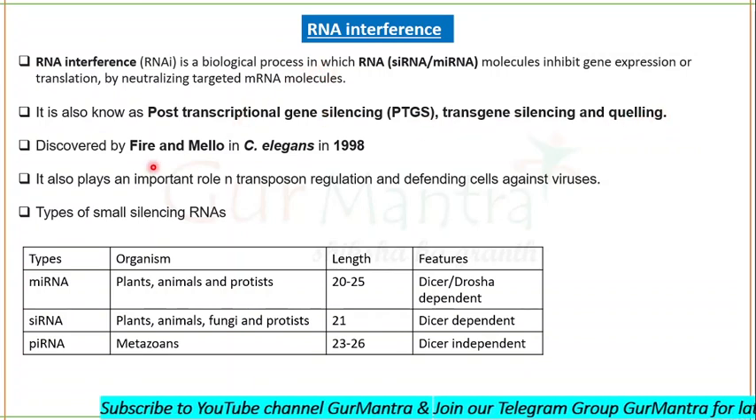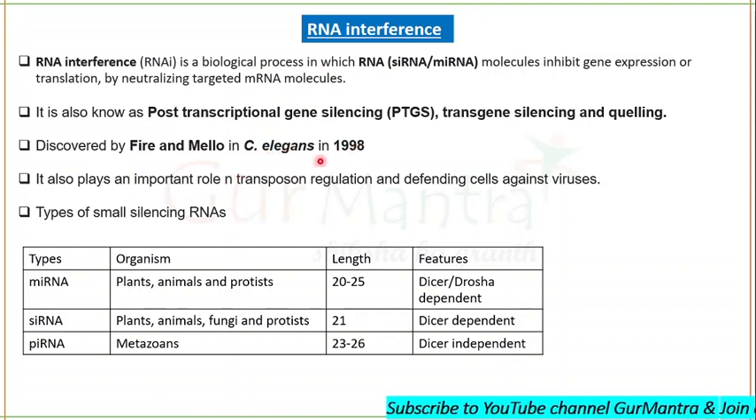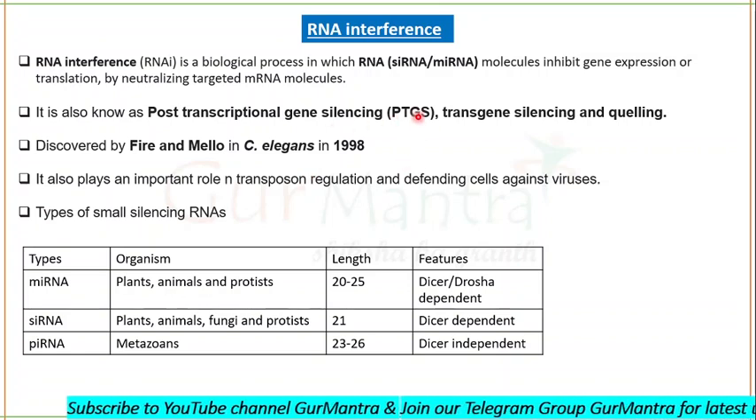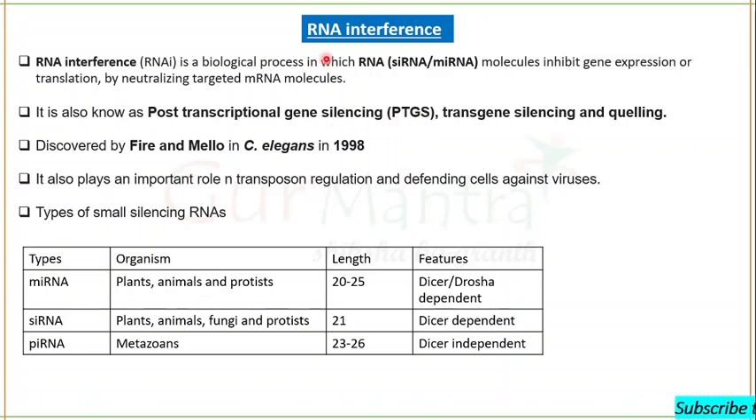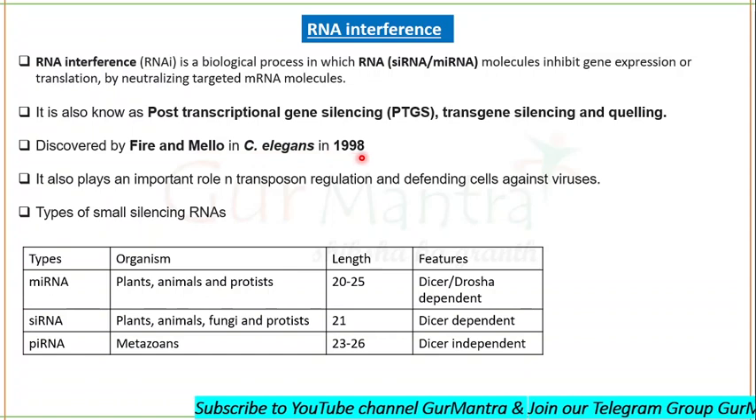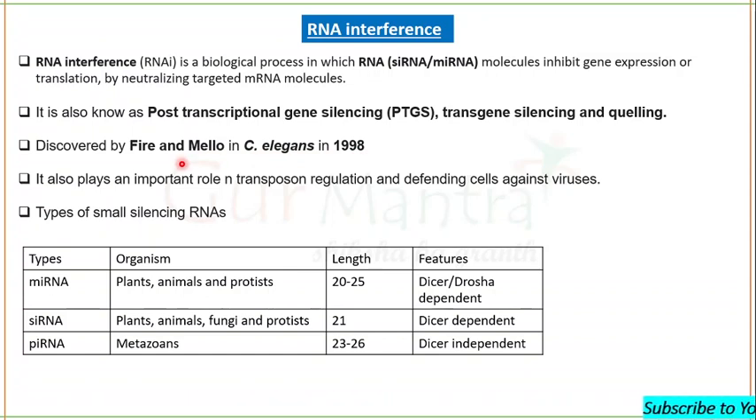It was discovered by Fire and Mello in Caenorhabditis elegans, C. elegans, in 1998. Very recent, not that recent, but still recent. RNA interference was first demonstrated by Fire and Mello in C. elegans in 1998. It was not exactly discovered but established.